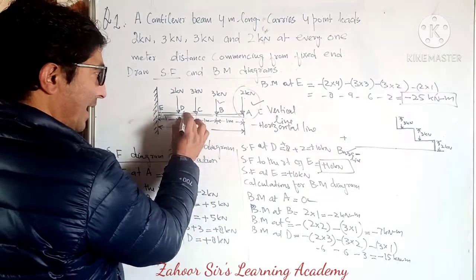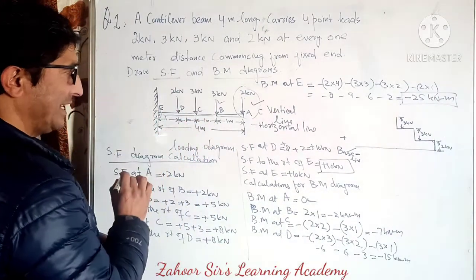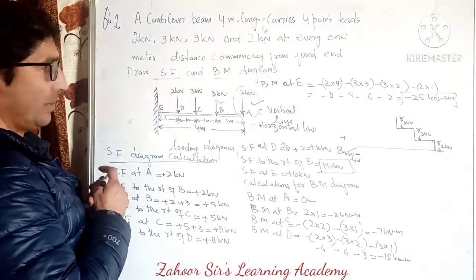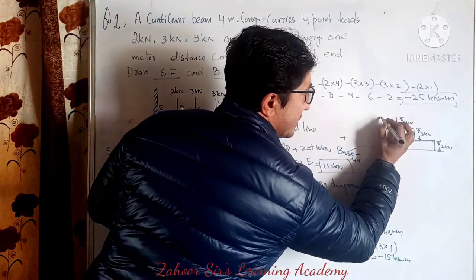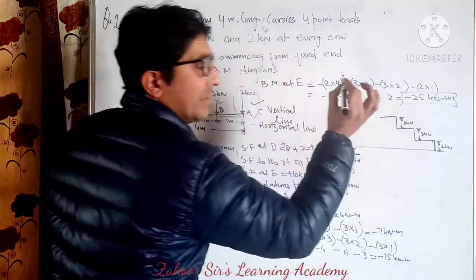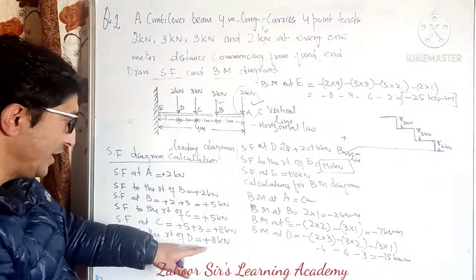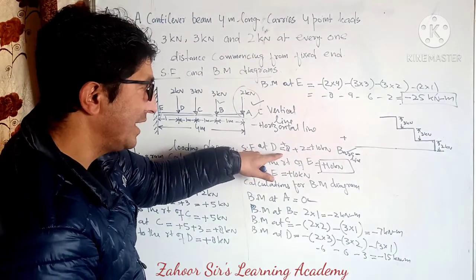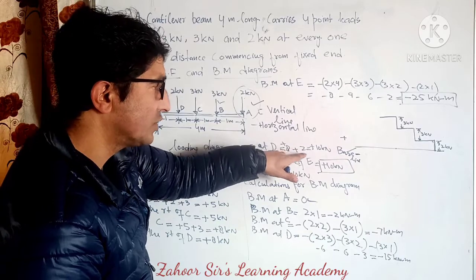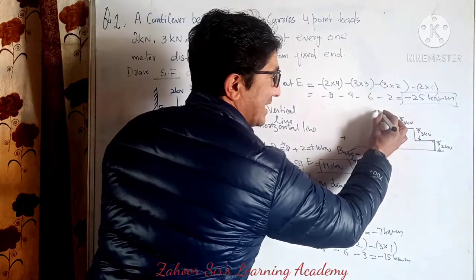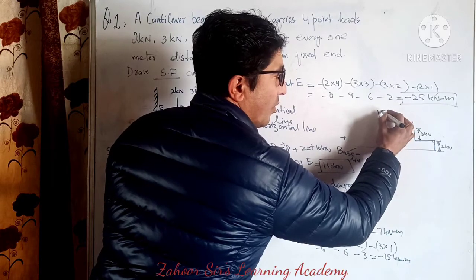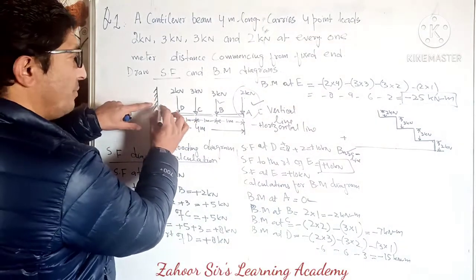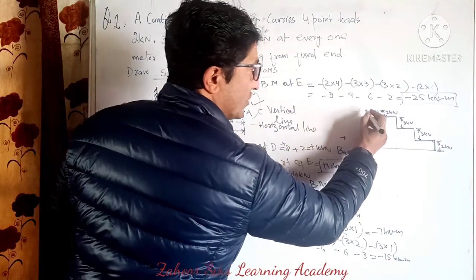Okay. Now between D and C, is there any load between D and C? No. Again, then this line will remain constant. So at D, how much was SF at D? It was 8 plus 2, that was 10. So it has increased by 2 kilonewton. Now again, is there any load between E and D? No. Then it will remain constant.